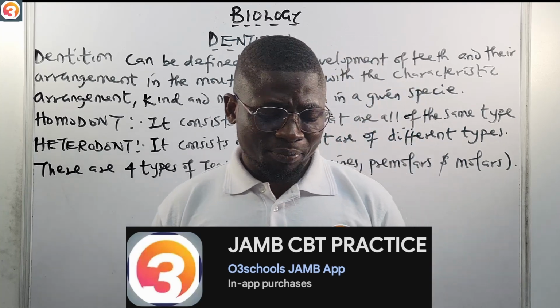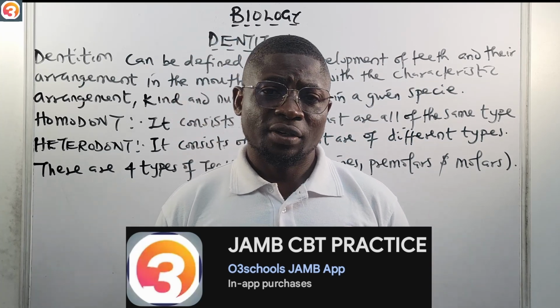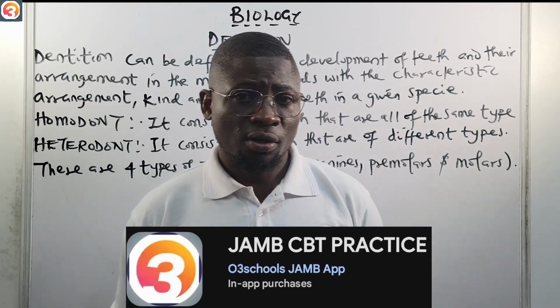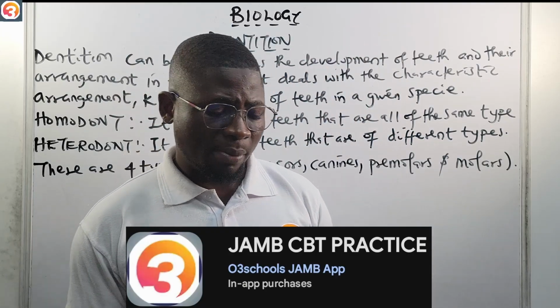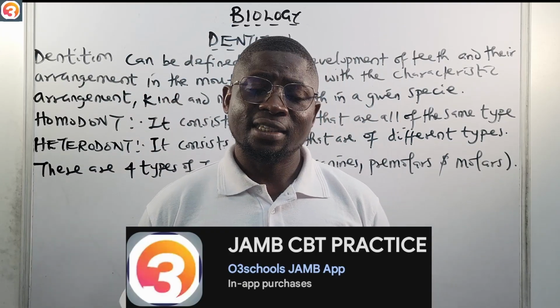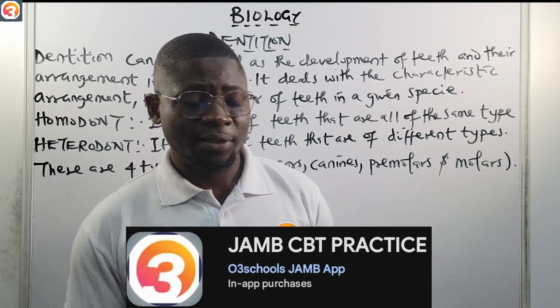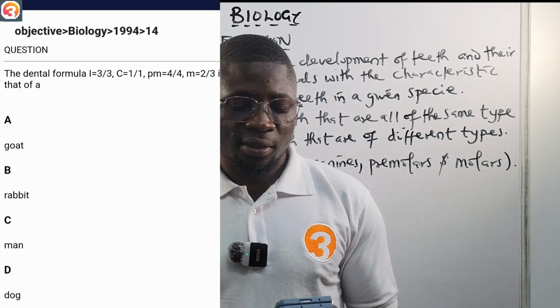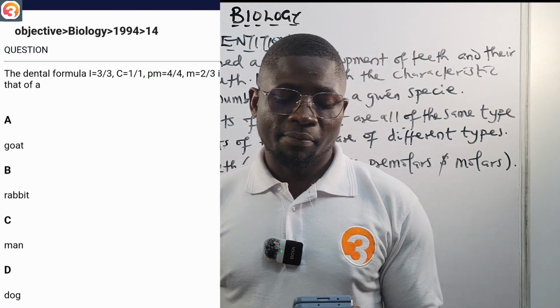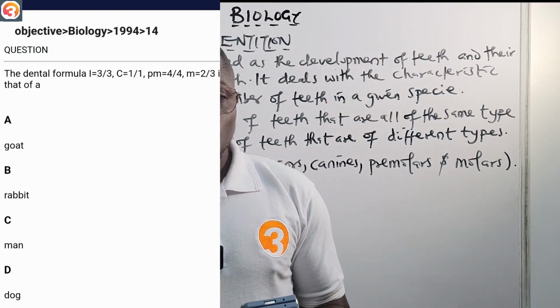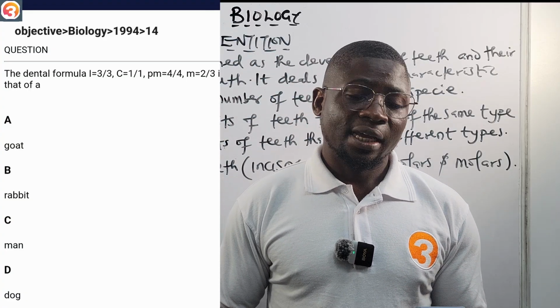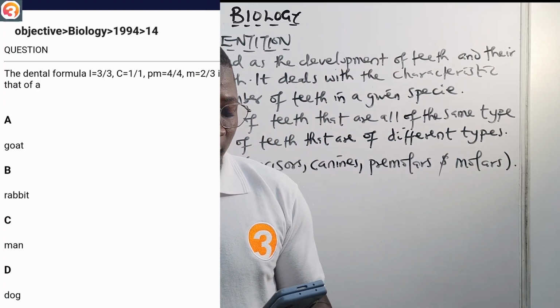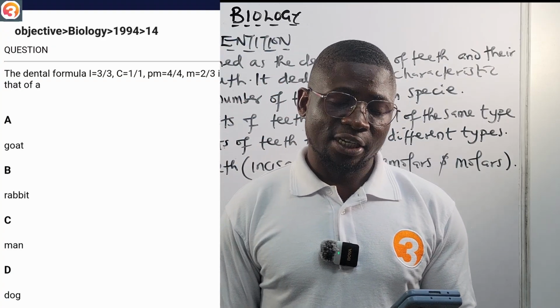All right, now let us see a question from the app as it relates to dentition. Then we'll come back to talk about the application. This is a 1994 biology question, number 14. It says the dental formula I 3/3, C 1/1, PM 4/4, M 2/3 is that of A. A says goat, B says rabbit, C says man, D says dog.